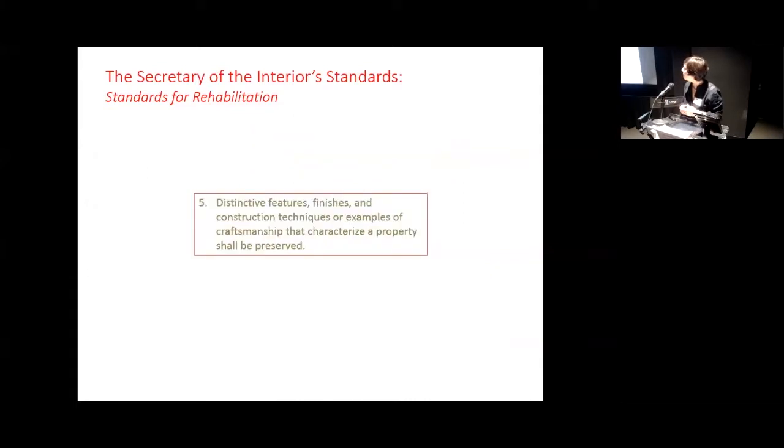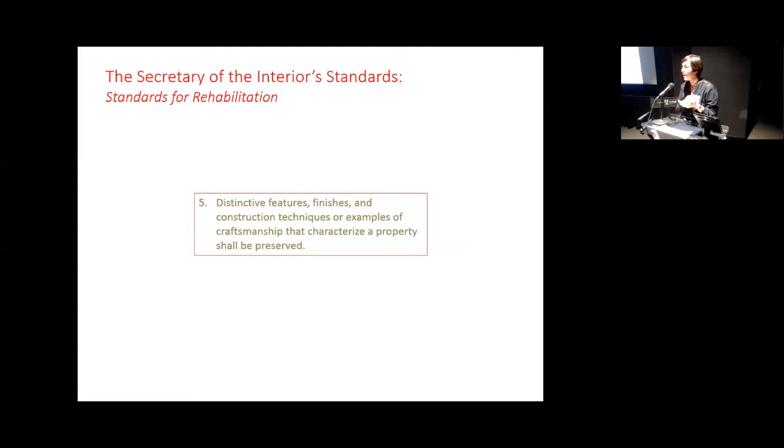So number 5, distinctive features, finishes, and construction techniques or examples of craftsmanship that characterize a property shall be preserved. So this is an example where, when you look at the 7 aspects of integrity, this really kind of dovetails with standard number 5. You want to preserve the actual materials from that period. You want to preserve the actual examples of craftsmanship from that period. So making things look perfect is not the goal. Making things sort of speak to what you can learn about that time period is the goal.